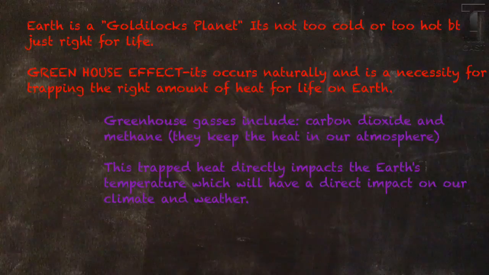So what's cool about the Earth is that it's a Goldilocks planet. So think about Goldilocks and the Three Bears. It's not too cold, not too hot, but it's just right for life. So when we talk about this greenhouse effect, it's what's occurring naturally, and it's actually a necessity for trapping the right amount of heat for life on the Earth. And our greenhouse gases, which include carbon dioxide and methane, all keep the heat in our atmosphere. So this trapped heat directly impacts Earth's temperature, which will have a direct impact on our climate and our weather.